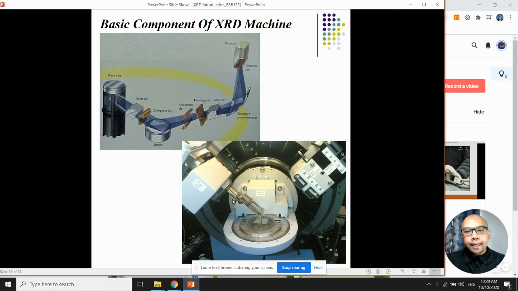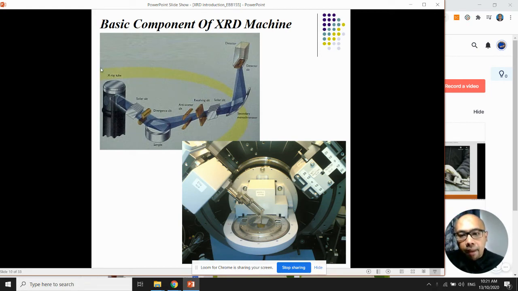Okay, I want to continue from our first part of the fundamentals and concepts and theories in XRD analysis. For this second part, I will explain the XRD machine itself, and then the theory and fundamentals involved in XRD measurements. This slide shows the assembly of the XRD machine.